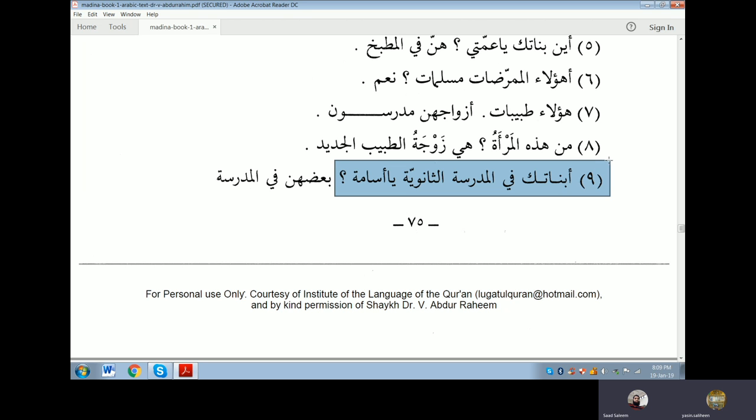Banatuka fil madrasatis sanaviya? Okay, fil madrasatis sanaviya. Yes, Ya Usama. Okay. So this is saying, your daughters in the school. Are your daughters in the secondary school? Yes, Usama. Okay, and are they in middle school? Are your daughters in middle school? Yes, are your daughters in the middle school, O Usama?